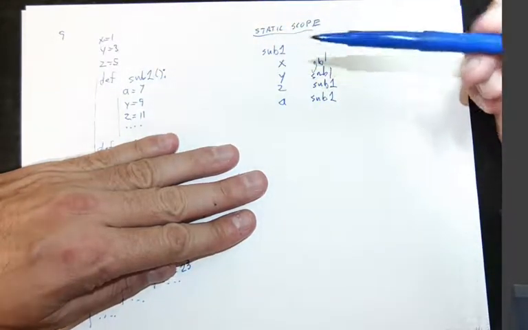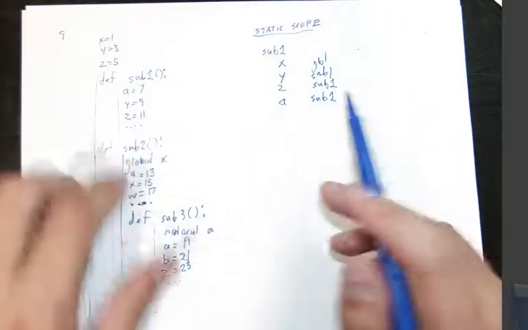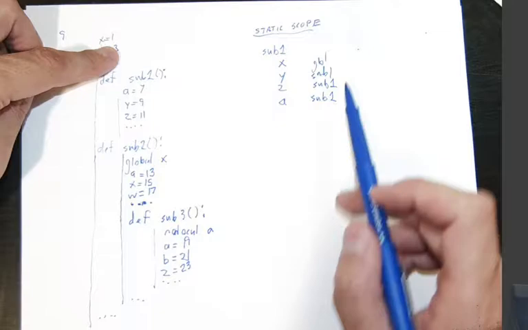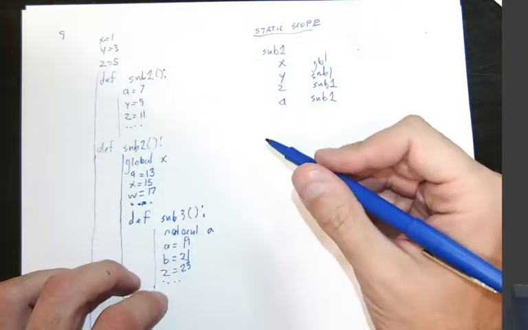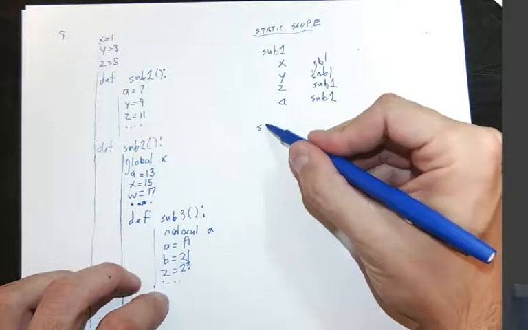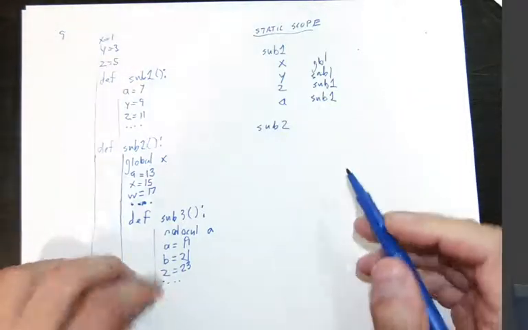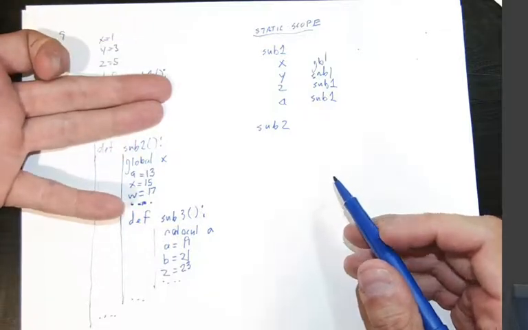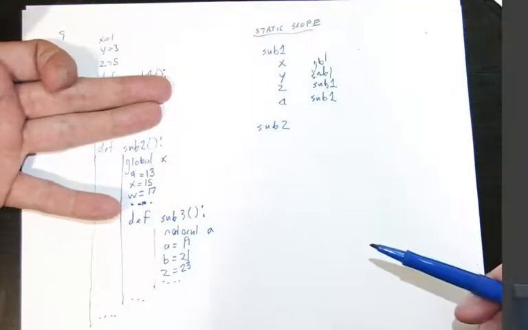Okay, so three of them are from sub1, and two of the global ones are shadowed, but the X from global shows through. The other thing says what's visible in sub2. So sub2, nothing in sub1 is going to be visible. The containing scope is global.